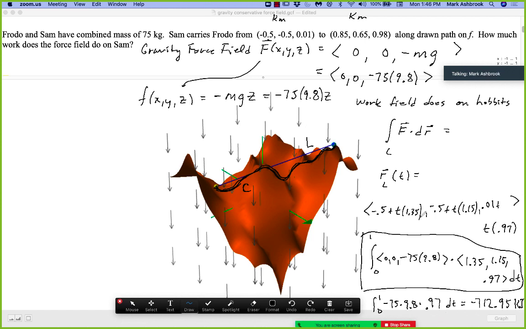Okay, any questions on that? So I'm doing the line integral by path independence. I'm doing the line integral across the segment rather than this nasty path along the mountains. And we can do that because we have a conservative field and we have path independence.